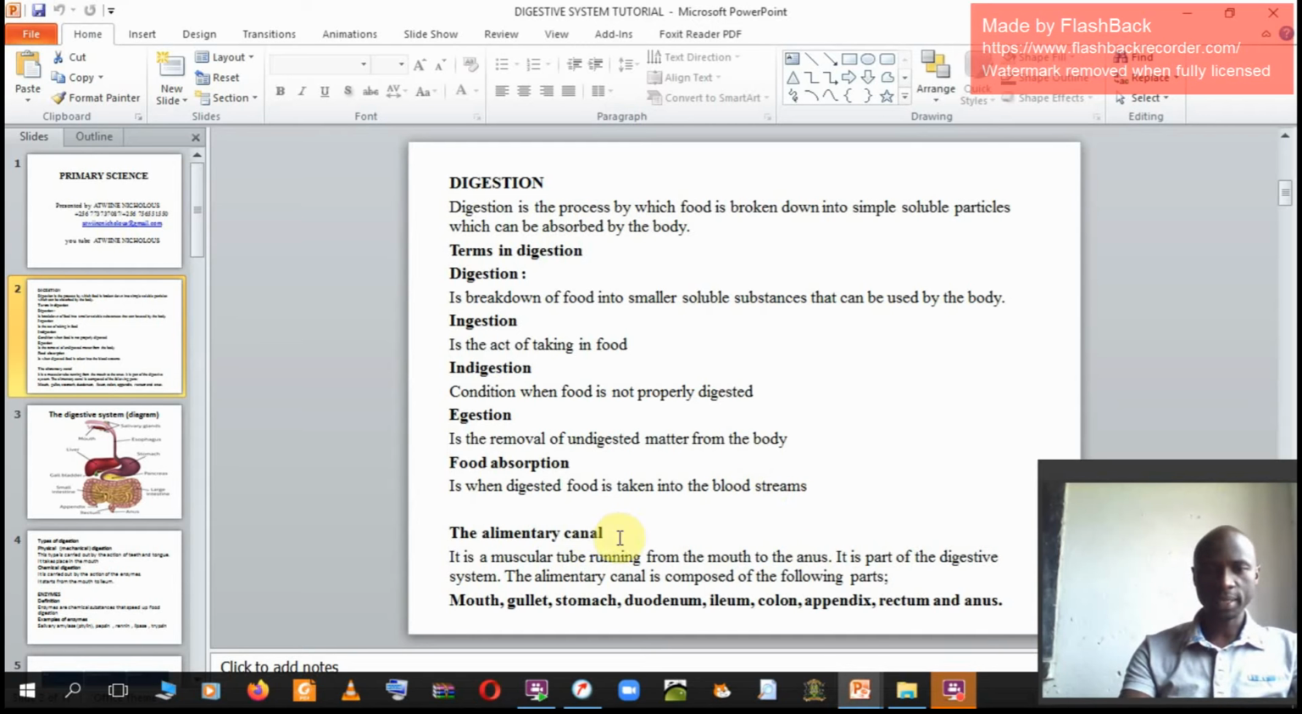We go to the alimentary canal. This is a muscular tube, and it runs from the mouth to the anus. You just check where your mouth is, then there is a channel, a tube that runs from the mouth up to the anus. It is made up of different parts, and we shall look at each. We have the mouth, the gullet or esophagus, the stomach, the duodenum, ileum, colon, appendix, rectum, and anus in that sequence.